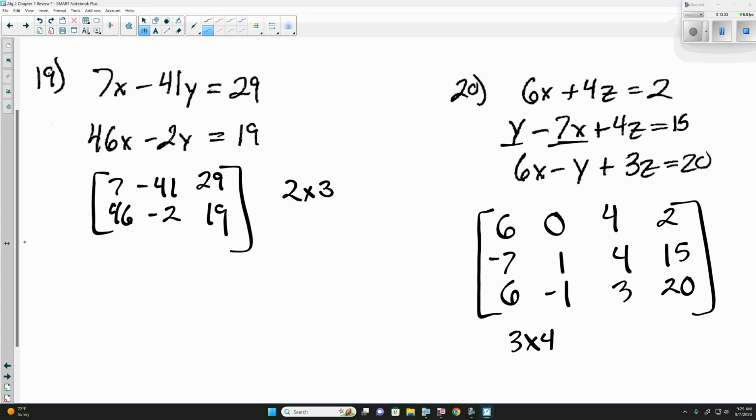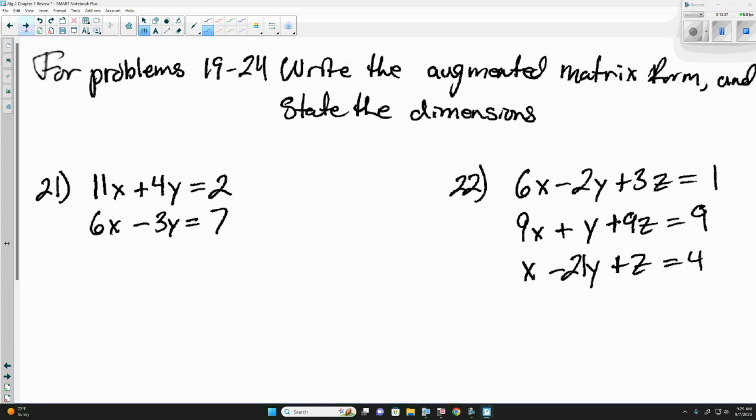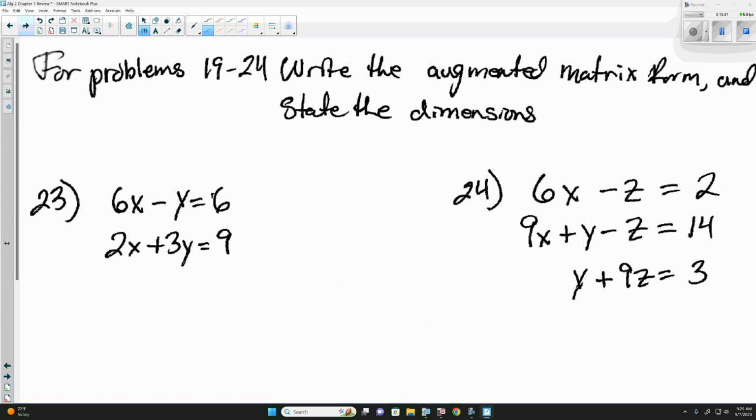Questions on 19 or 20? Questions on 21 or 22? Questions on 23 or 24? So we feel good with writing the augmented matrix and stating the dimensions. Okay, and again, with these here, I'm not asking you to solve any of these here, just to write the matrix and state the dimensions.